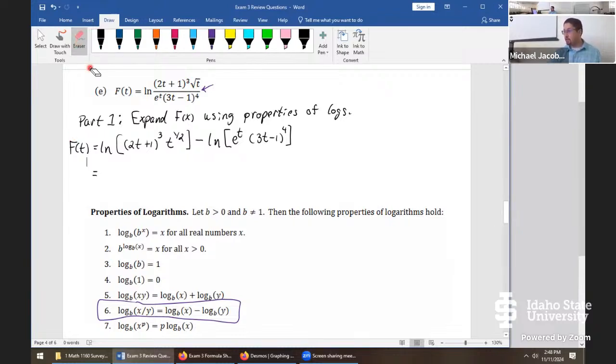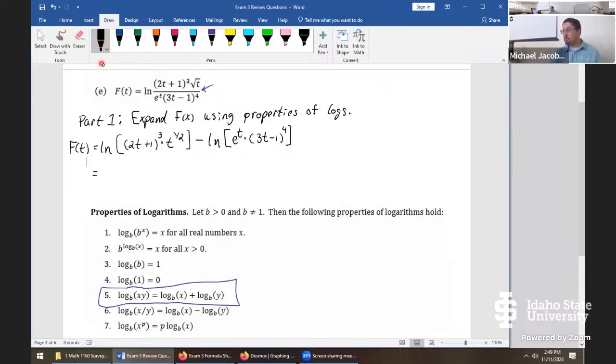Now, at the next step, we have a product rule. The product rule happens because here we're multiplying two functions, and right here. So that's property number 5 coming in next. Property number 5 says we break this up by writing natural log 2t plus 1 cubed plus natural log t power 1/2. So that's the product rule used here.